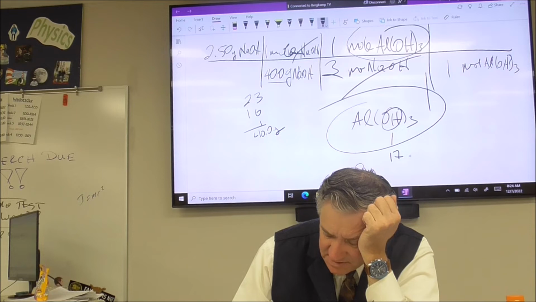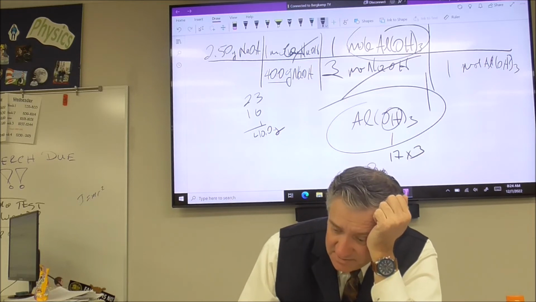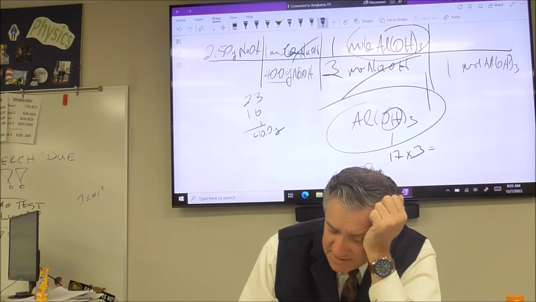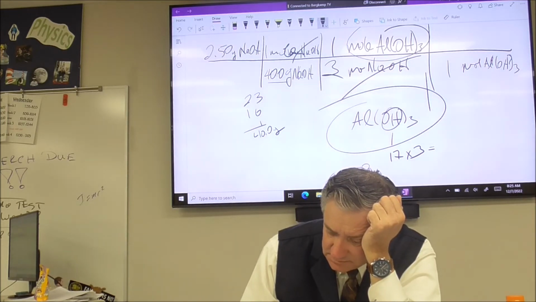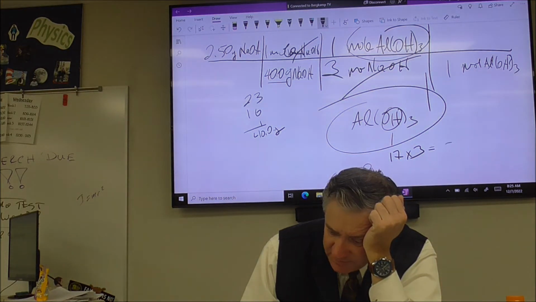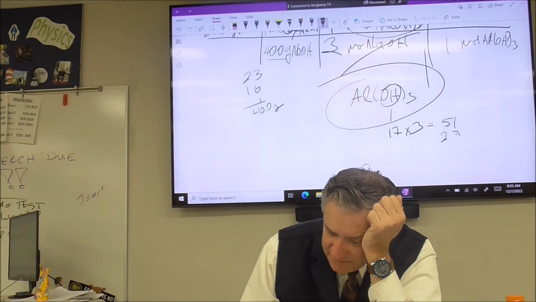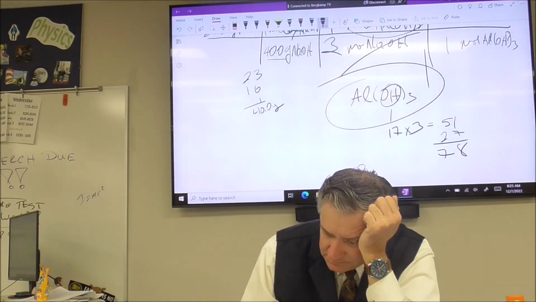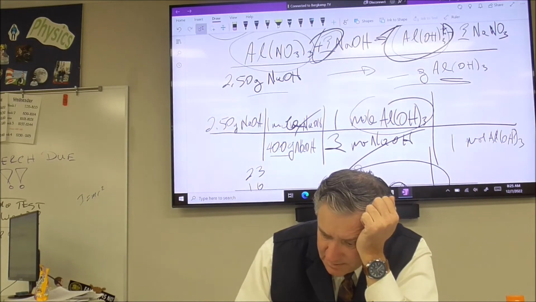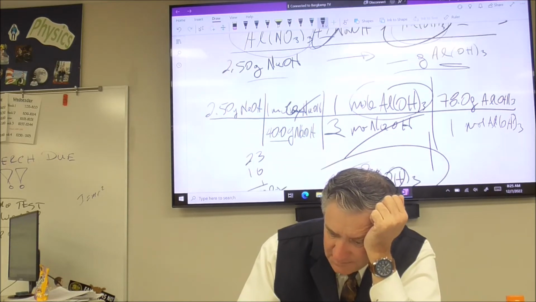So if you want to get clever, you can go, oxygen is 16, hydrogen is 1, that's 17. There's 3 of those, so do us a favor, take 17 times 3. 51? Yes. And then aluminum is 27, so we get 78 grams of aluminum hydroxide.